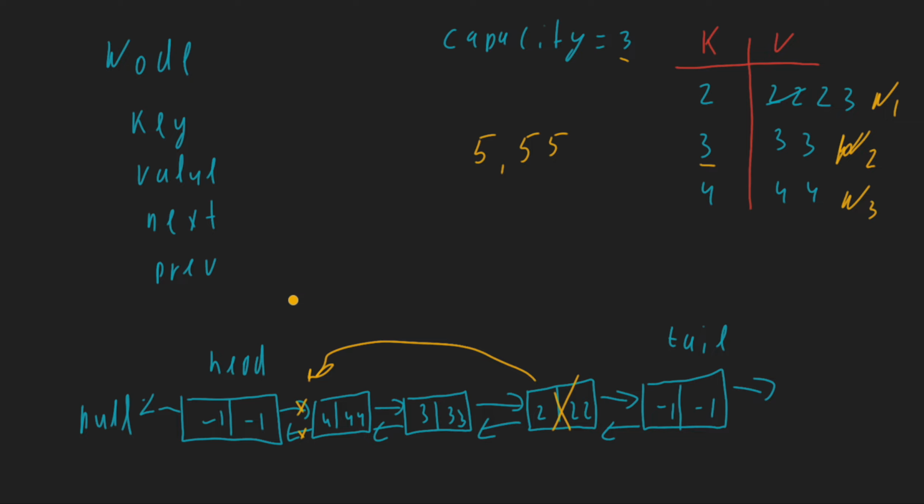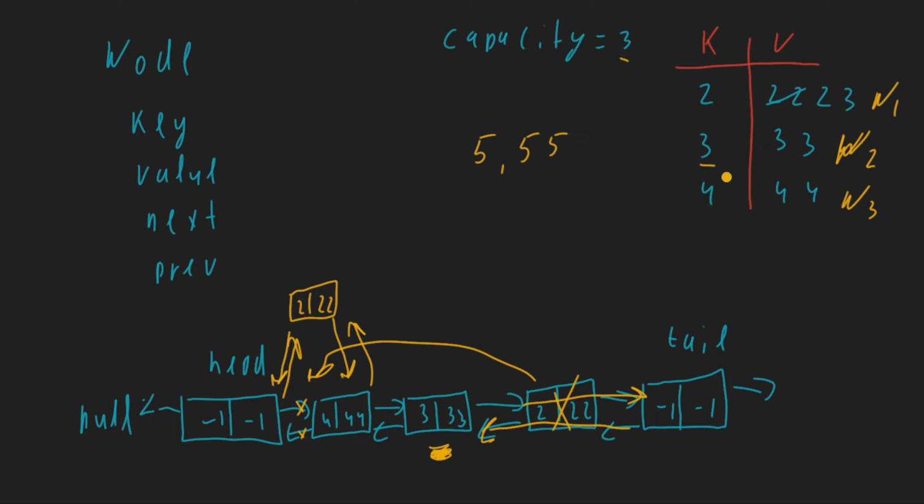So now our head will point to 2 and 22, right? It will point to 222 and 222, right? It will point to our 4 and 44. So now at the end of the list, 333 will point to our tail, right? And now if we want to remove, this is the last element, right? This is the least recently used cache. Now in this case, this one is the least recently used cache.